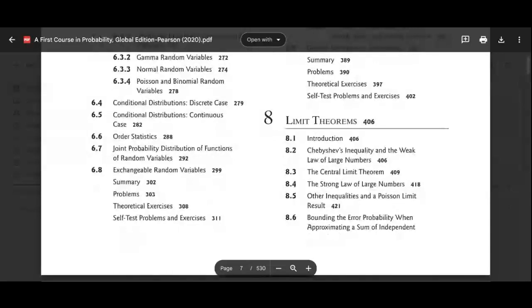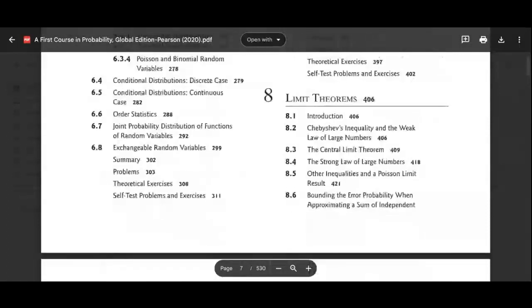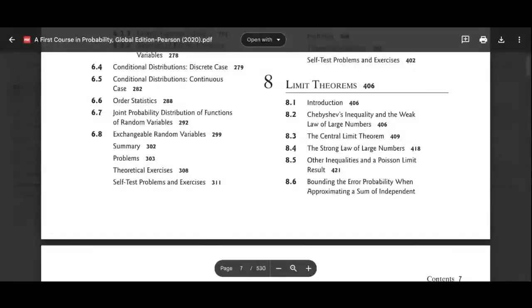Okay. So we're skipping chapter 7 because it's not in our syllabus. We're going to chapter 8, limit theorems. 8.1 is the introduction, 8.2 is the law of large numbers, the weak law of large numbers. And 8.3, the central limit theorem. 8.4, the strong law of large numbers. I'm going to check to see if we need to talk about 8.4.